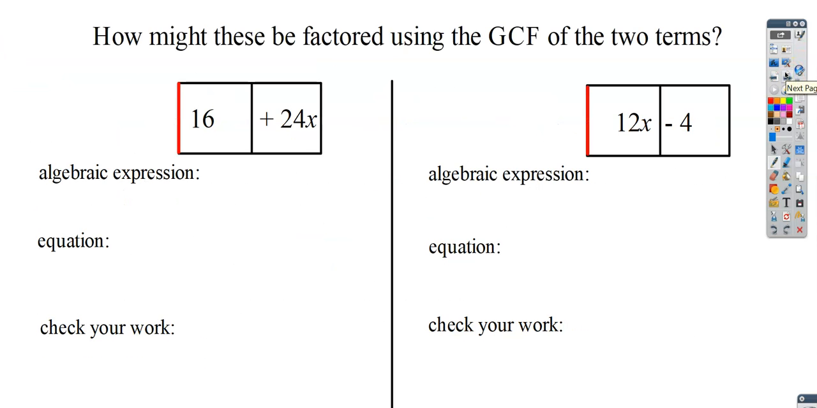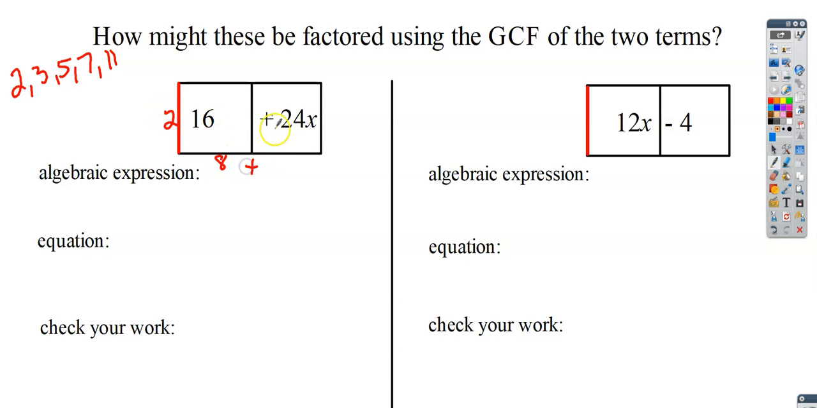Okay. So now we're going to do a couple of examples together where we're finding the greatest common factor of these two terms. It's a little tricky. Now you're going to see a variable, but I still am going to be dividing and making equal groups. So first thing I'm going to do is divide by 2. 16 divided by 2 is 8.